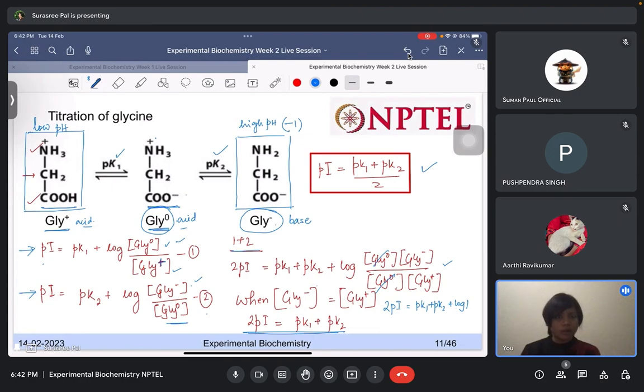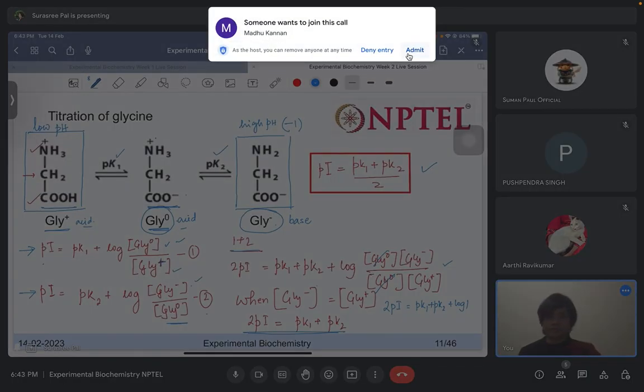What is pK1? pK1 is the dissociation constant of the carboxyl group proton, and pK2 is the dissociation constant of this amino group proton, right? So this is the equation which you will need to remember for solving the sums for the titration problems, right? That pI equals half of pK1 plus pK2.